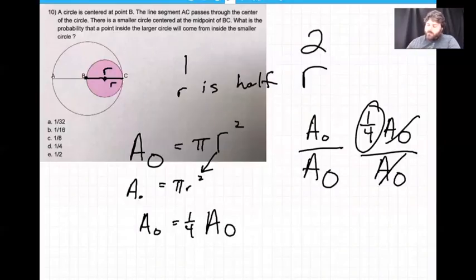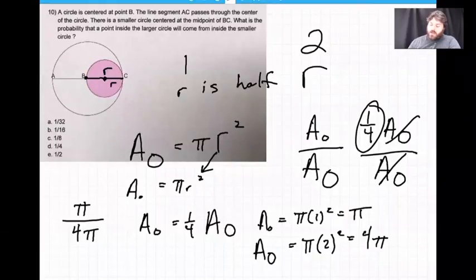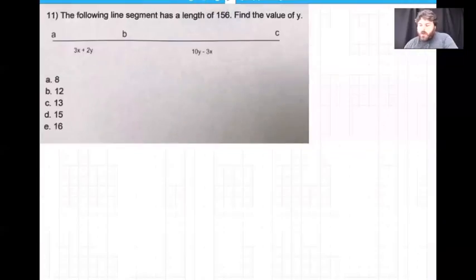So when you plug it into the formula, the area of the little circle is going to be pi times 1 squared, which is just pi. Area of the big circle is going to be pi times 2 squared, which is 4 pi. So you can see how the area of the little over the area of the big, those pi's are going to cancel and leave you with 1/4. Doesn't matter what you pick for the radiuses, as long as they're half, it's going to give you 1/4 as your probability. Okay.